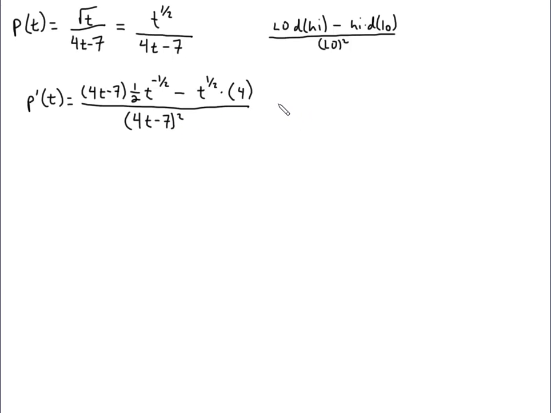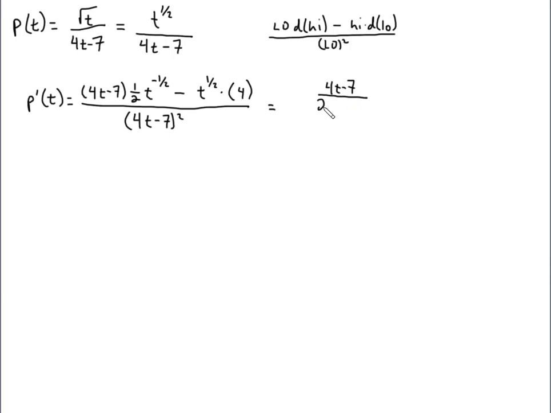Okay, now simplifying this thing is maybe a bit more challenging than actually just using the quotient rule for the derivative. We're going to rewrite this thing. Since this has a negative exponent, I'm going to write everything back in terms of powers now. So we'll write this as 4t minus 7. Now that 2 is in the denominator of this thing here.